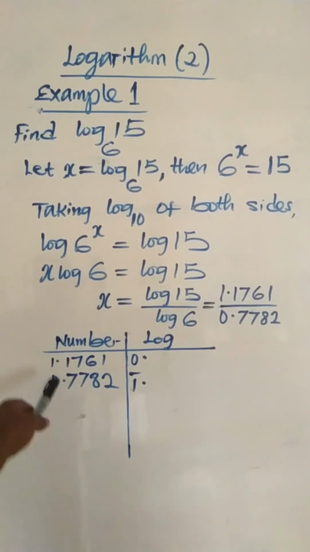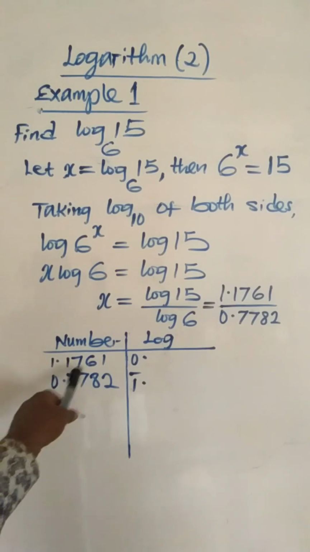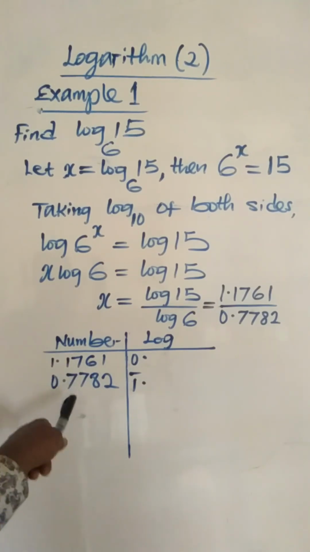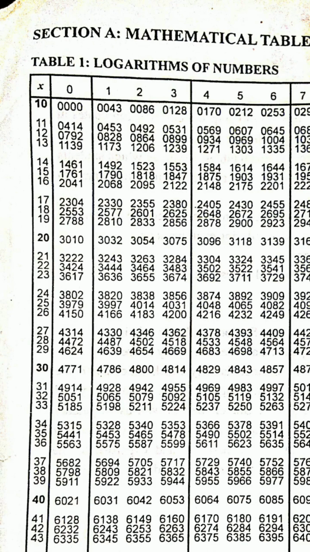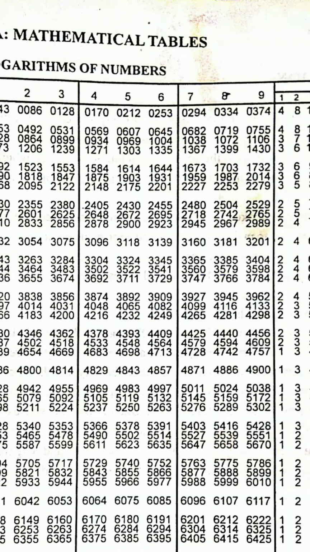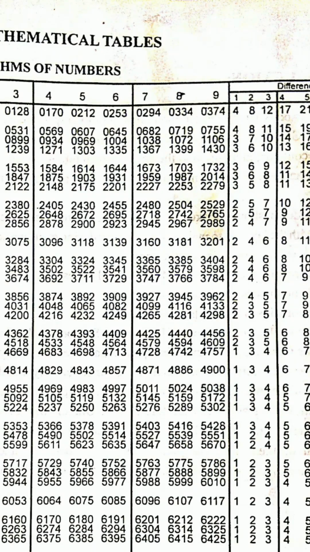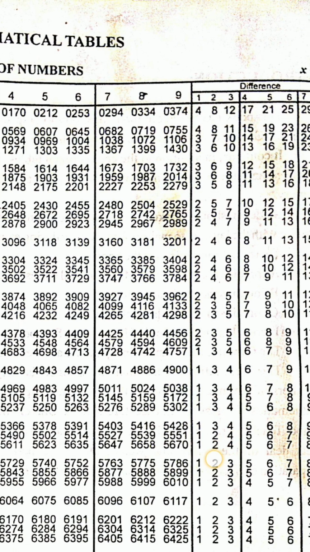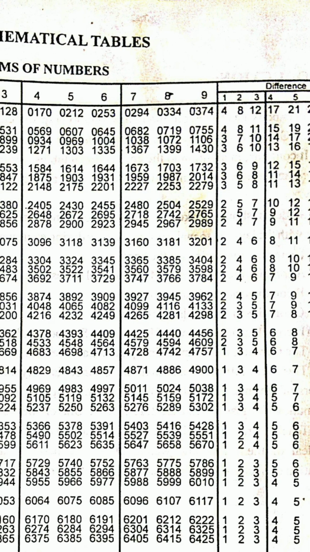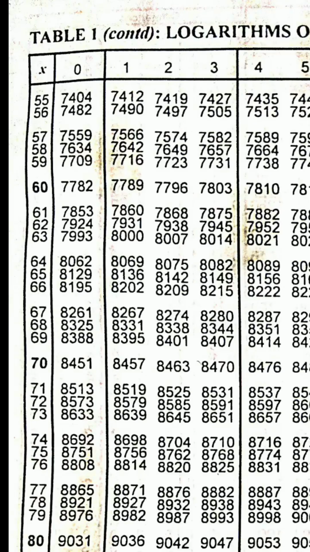Open the log table again and check for 11 under 7 difference 6. Also check for 77 under 8 difference 2. To find the logarithm of 1.1761, simply check for 11 under 7 difference 6. Now 11 under 7 gives us 0.682, difference 6 gives us 23. Add together, and that comes to 0.0705.